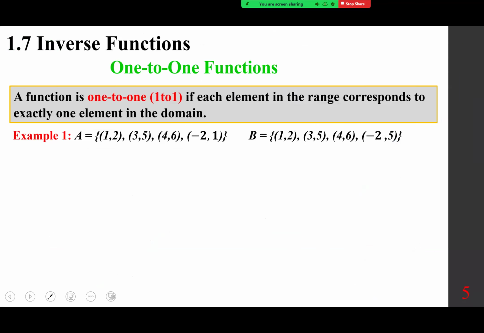And now, 1.7, inverse functions, one-to-one functions. A function is one-to-one if each element in the range corresponds to exactly one element in the domain.